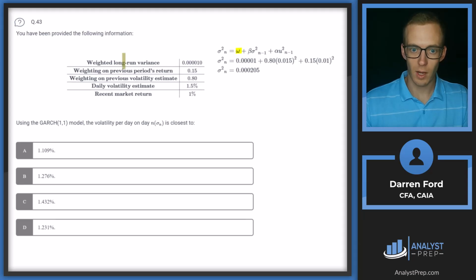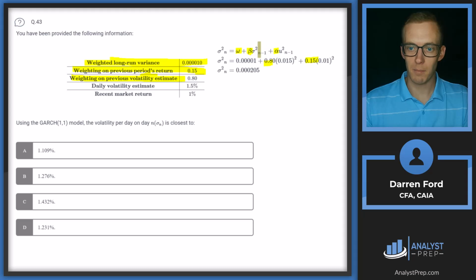So the first variable is going to be right here, weighted long run variance, so 0.00001. And then we're adding that to this first coefficient, which is going to be our weighting on the previous volatility estimate. So this beta and this coefficient here, beta and alpha, these are going to be the weightings. So that first weighting is going to be 0.8. And then that second weighting right here is going to be 0.15. So we can see those corresponding down here.